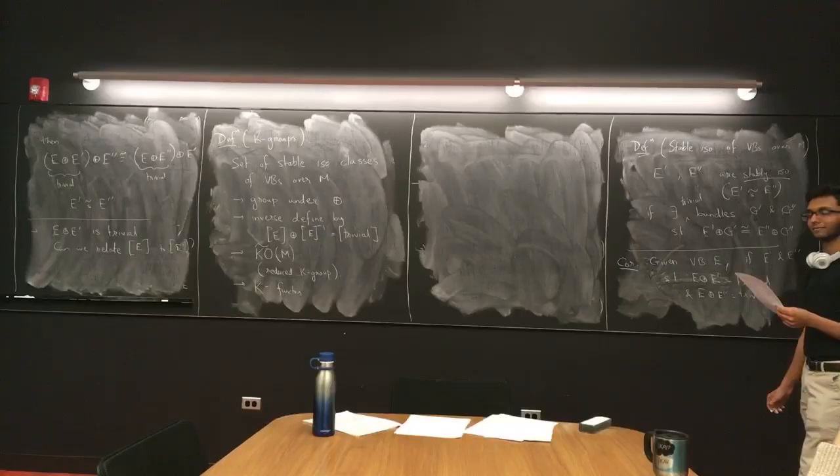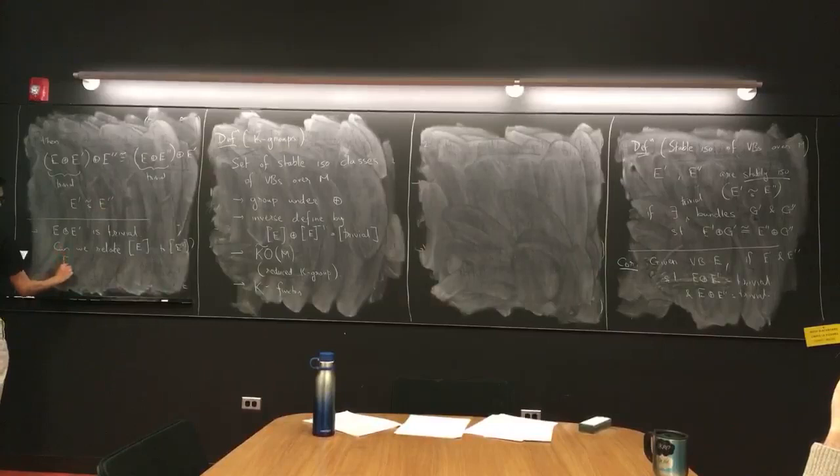So we can finally answer this question and say that the stable isomorphism class of E prime is nothing but the inverse of the stable isomorphism class of E in the K group.